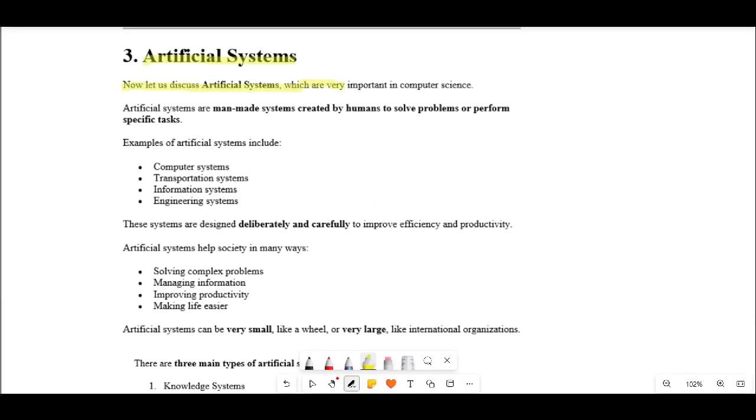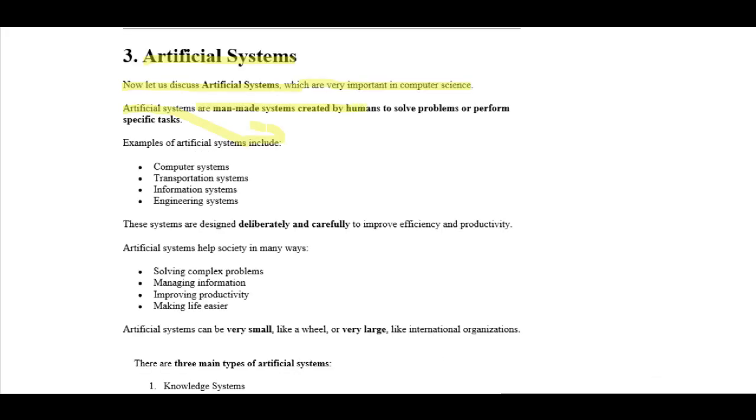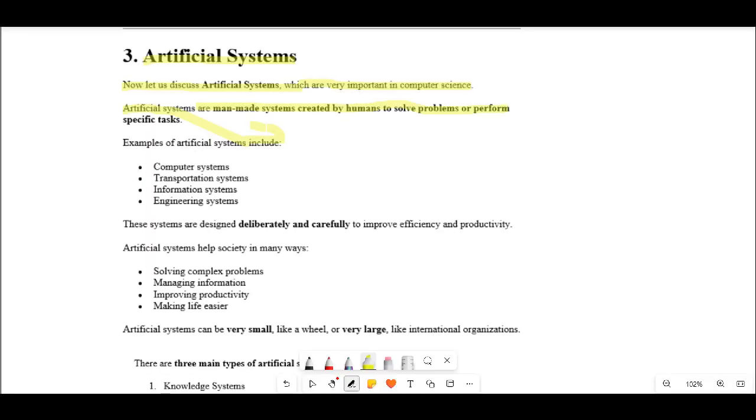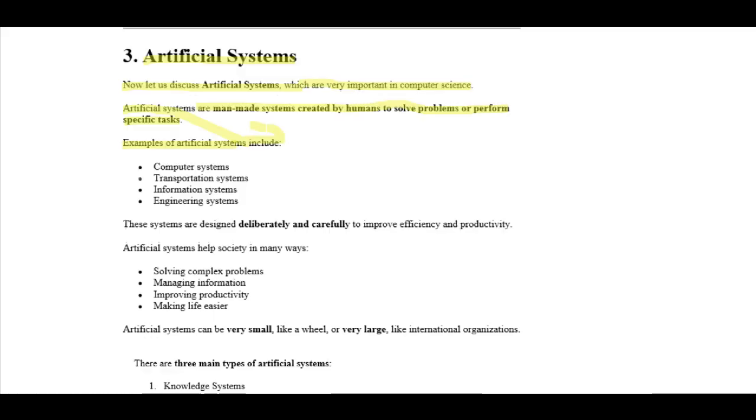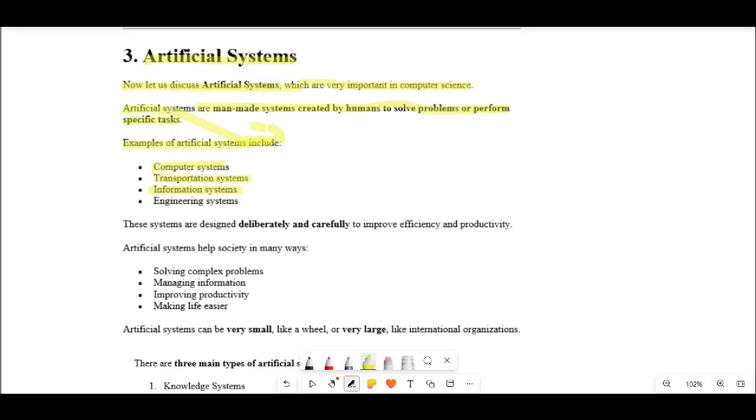Now let's talk about artificial systems. Artificial systems are very important in computer sciences, because artificial systems are man-made systems which are created by humans to solve particular problems. Examples of artificial systems include computer systems, transportation systems, information systems and engineering systems.